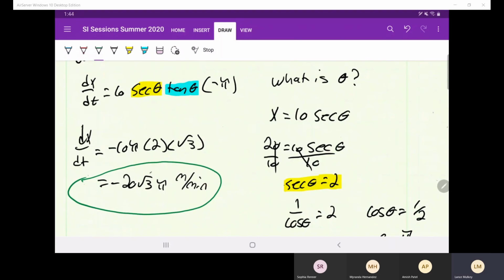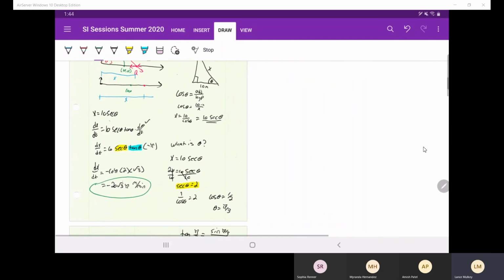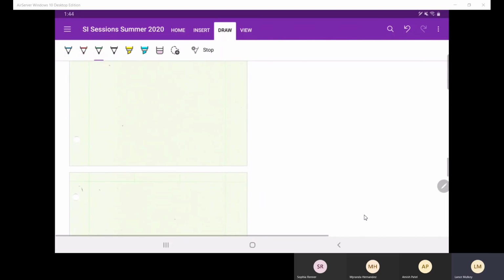So any questions over that problem? That one was a little lengthy. If there's no questions, I'm going to move on. I had a second one planned, but it messed up. Apparently, I grabbed the wrong file.